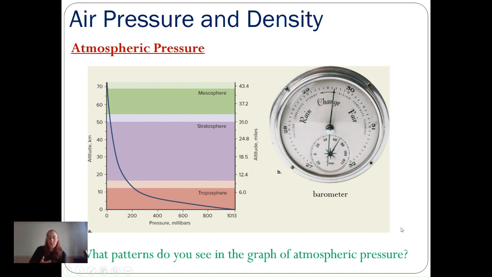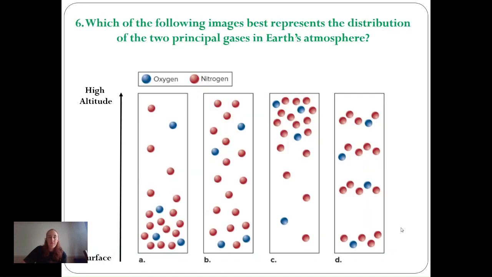So what I want you to do is basically just observe what pattern you see in the graph of the atmospheric pressure. And then based on that, which of the following images, A, B, C, or D, best represents the distribution of oxygen and nitrogen in Earth's atmosphere? So at the top of each graph here, basically this would be at the thermosphere, top of the atmosphere, and then you'd be at the surface if you were down at the bottom of each image.